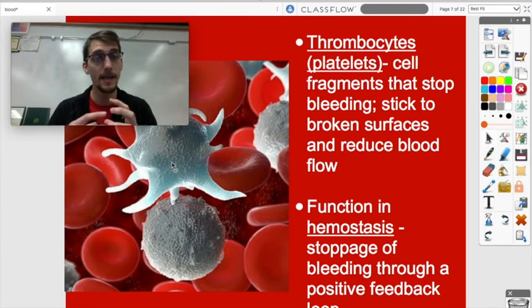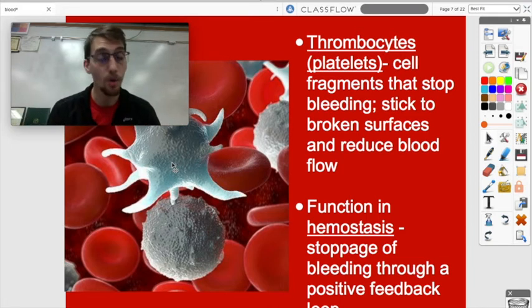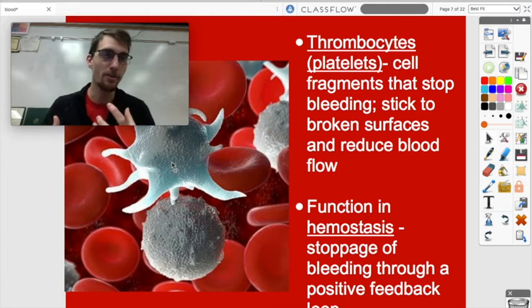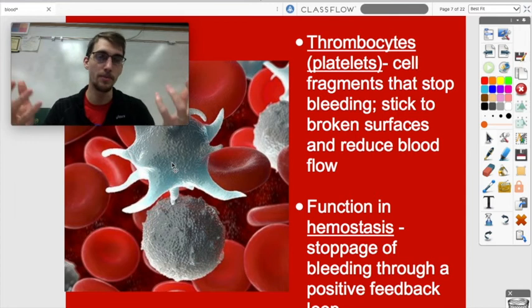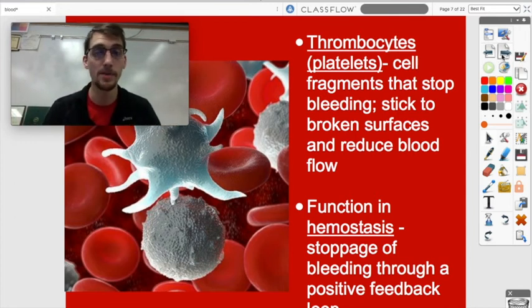Platelets stick together, and they bond together, and then they stick to the torn blood vessel wall, and then they release proteins called thrombins, and those thrombins cause more platelets to aggregate in the area, stick together, and release more thrombins until a seal is formed, and you're no longer bleeding. So that's what platelets do.